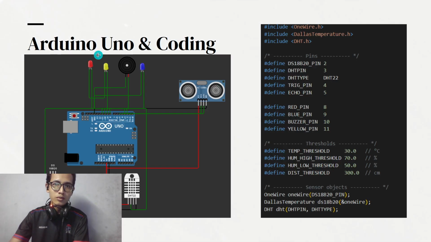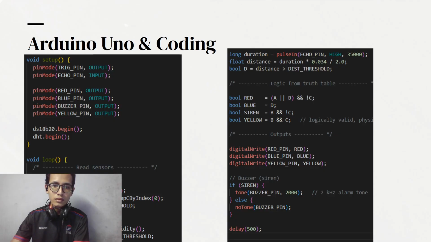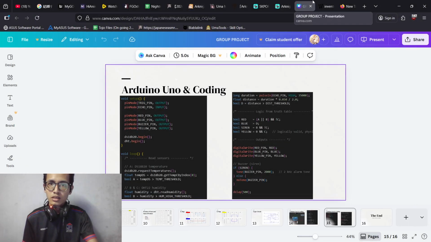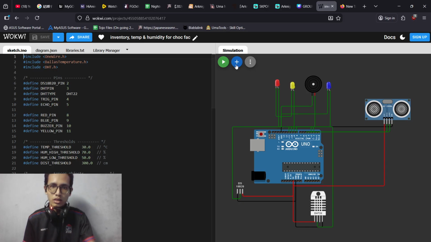Next is my Arduino Uno. This is the Arduino Uno with the coding. And let's show you the Arduino Uno.